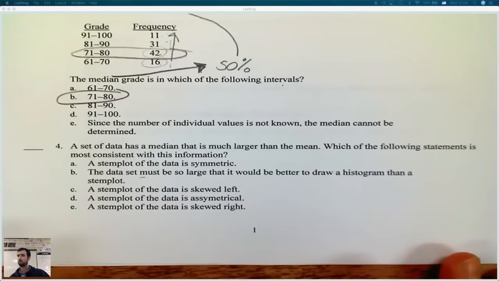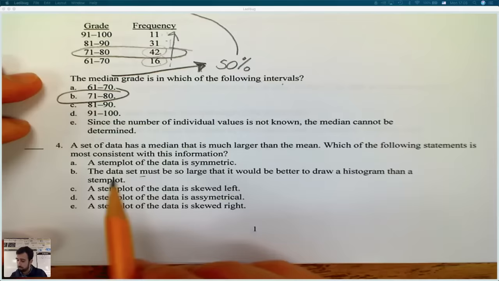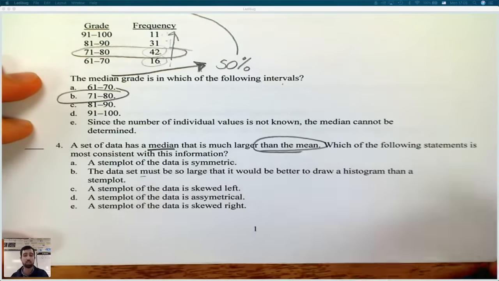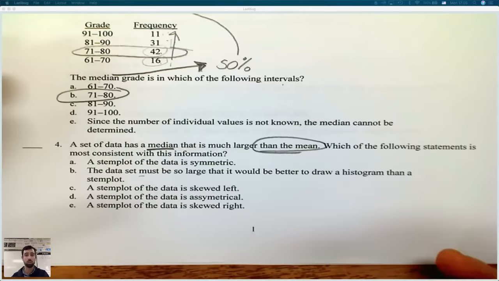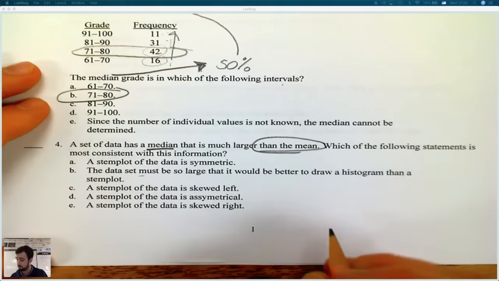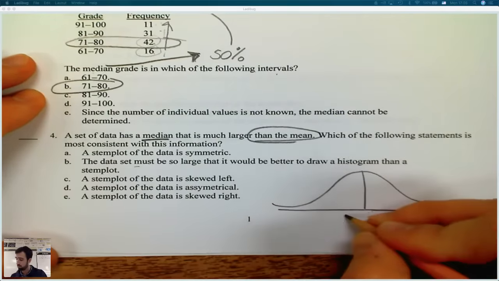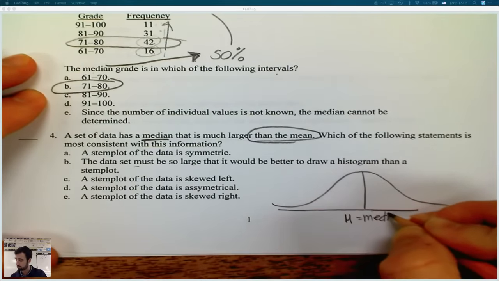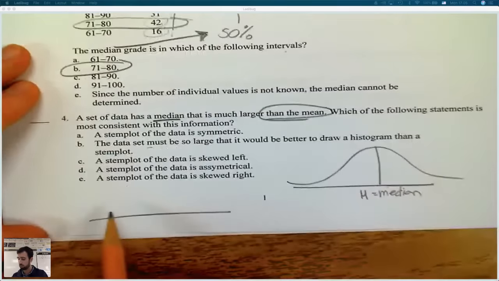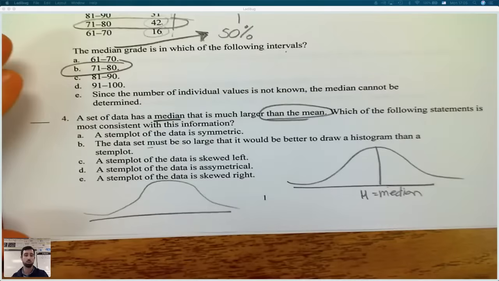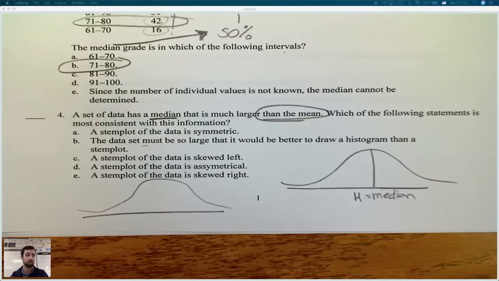All right, number four. A set of data has a median that is much larger than the mean. Ooh, this is a good one. Which of the following statements is most consistent with this information? The median is larger than the mean. So that's describing data. So that's your first unit that is exploring data, right? So what happens if we have something that's symmetrical? Our median and mean are the same. Once we start getting skewness, this changes. And this essentially just has to do with what is affected by outliers. Is it mean or median?